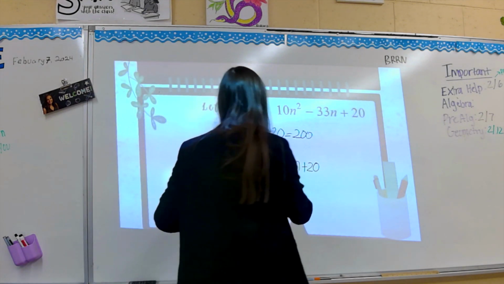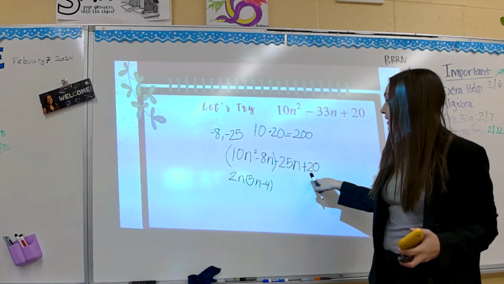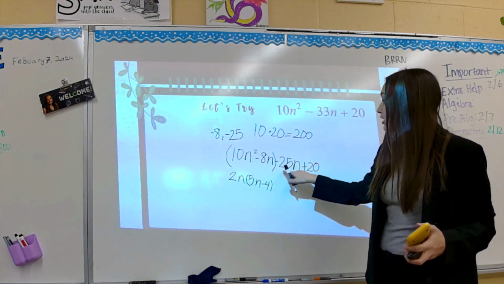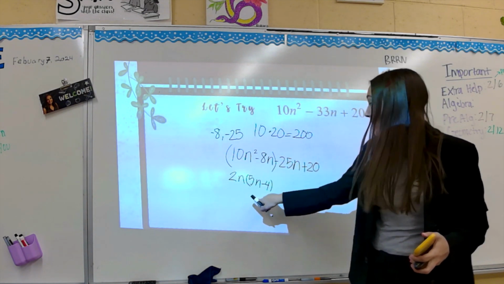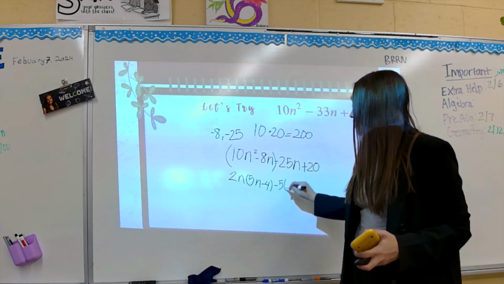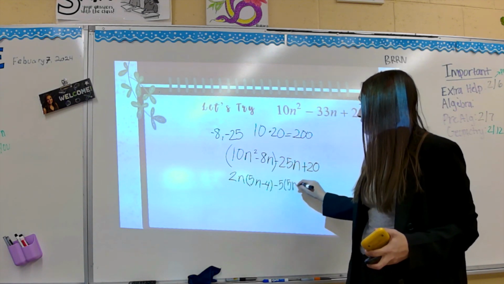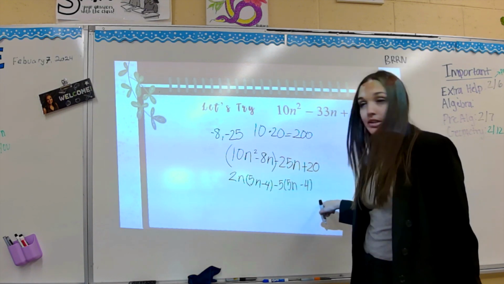Now on this inside, I want to get a 5n minus 4. Well, these both have 5 in common, but if I do plus 5, this is going to give me a negative 5n plus 4, which is not what we want. We want 5n minus 4. So I'm going to take out a negative 5, and that leaves me with 5n, and that leaves me with minus 4, which is exactly what I wanted here.